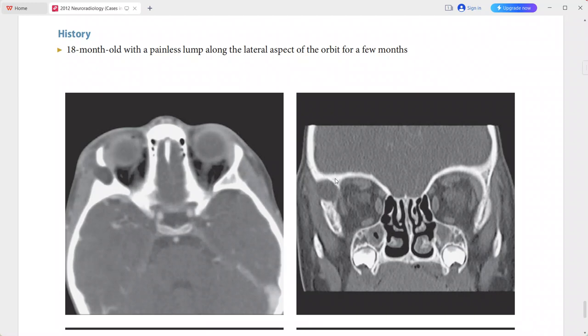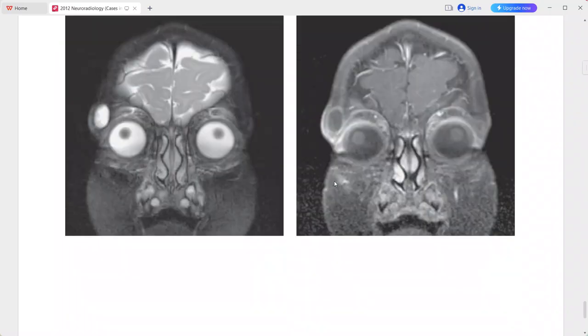So it is causing scalloping of the adjacent orbital wall. Here is the coronal fat sat T2, and this is the post-contrast T1 weighted MRI. You can see a well-defined T2 hyperintense mass. This is a non-enhancing mass; on the post-contrast sequence, there is no enhancement within it.